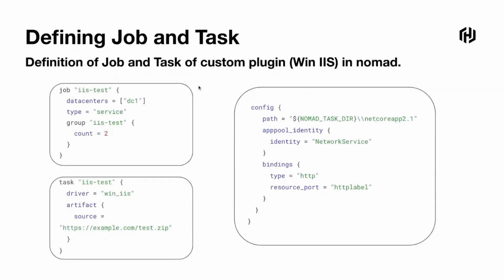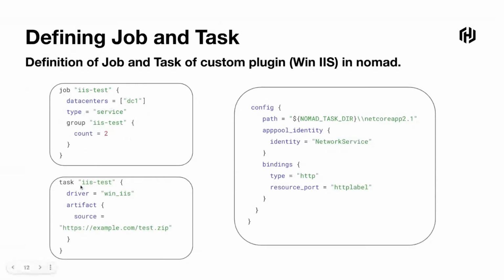So basically, if you see here, we have created our own custom block inside the Nomad, which is called this config block. This is something which we have as a generic block inside the Nomad, where you have to define the name of the job, the data center, the type of service, and the count. This is a generic concept of Nomad and supported in all plugins.